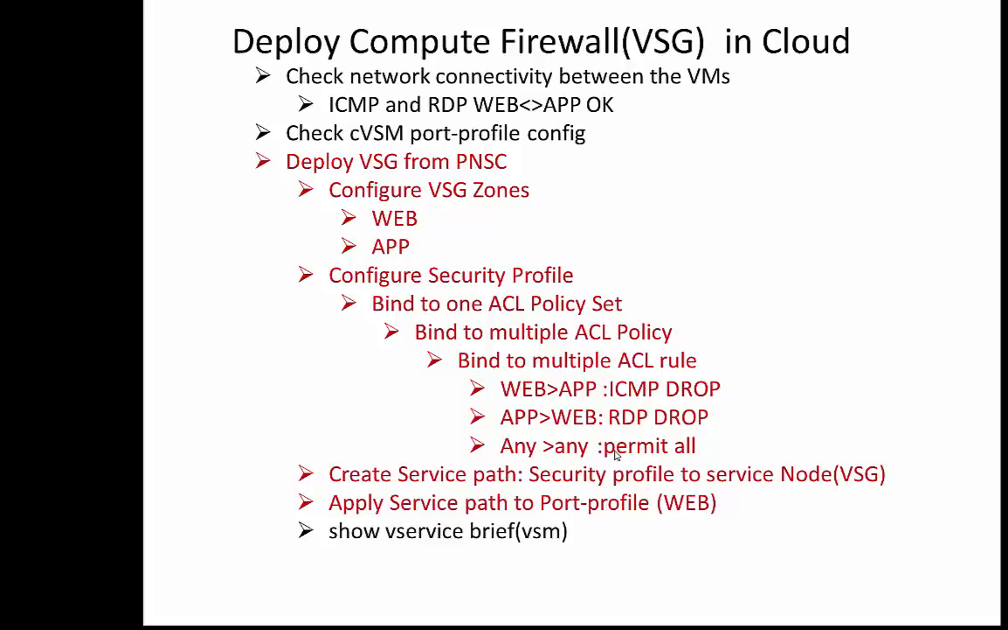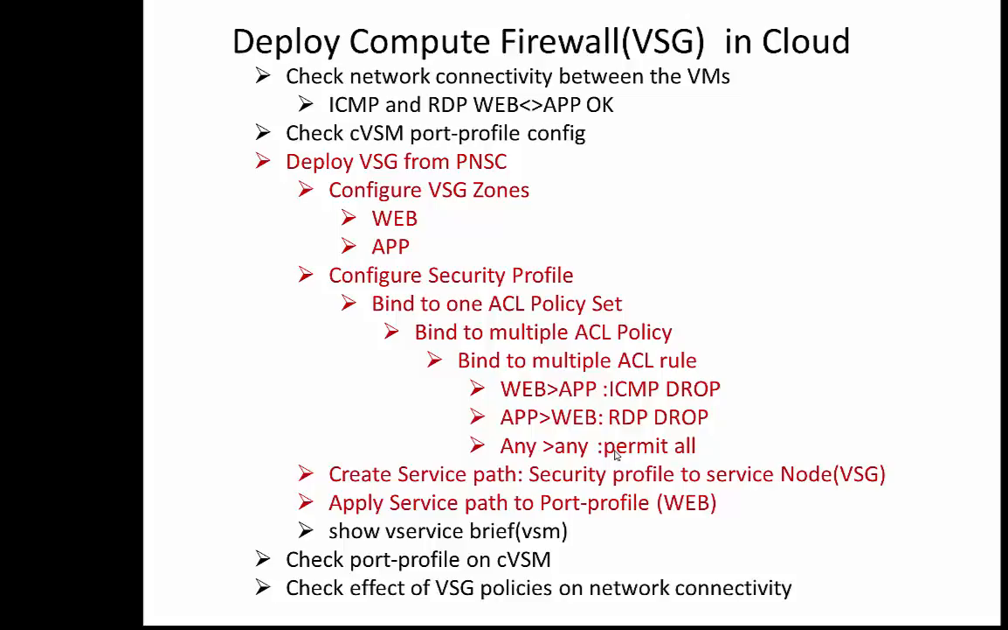After that, we'll run a few commands to test the connectivity. One of them is show vservice brief. That will show that your connectivity to the VSG is working and alive. And then we'll check the port profile also on the VSM, and thereafter we'll test what effect the VSG policies have on the networking, blocking RDP and ICMP, if that's working. And later we'll remove that and see that it goes back to normal. So that's the plan. Now let's jump into the configuration.